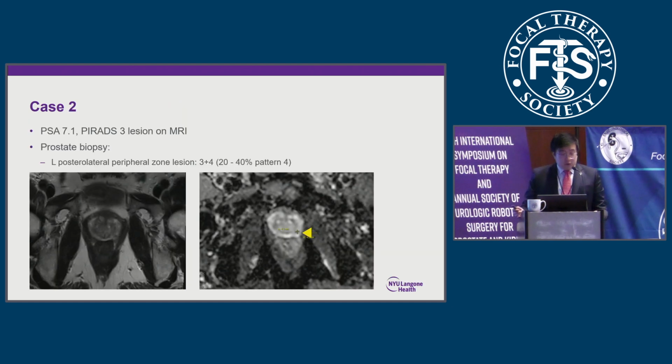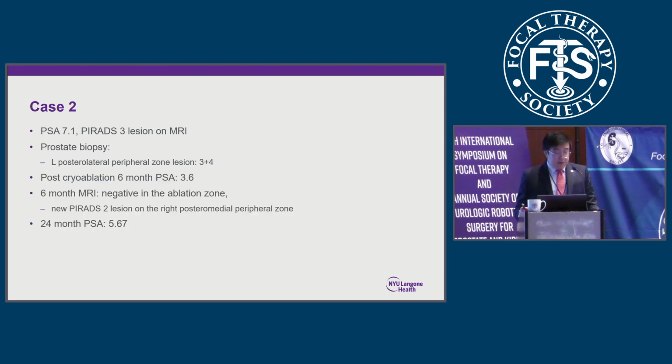I'm going to briefly go through case 2. This is another case, PSA of 7.1, PIRADS 3, and MRI. He was biopsy confirmed to have grade group 2 disease on the left posterior lateral peripheral zone of the prostate. He had cryoablation done. Post-cryoablation, his PSA came down to 3.6. His MRI at 6 months looked good.